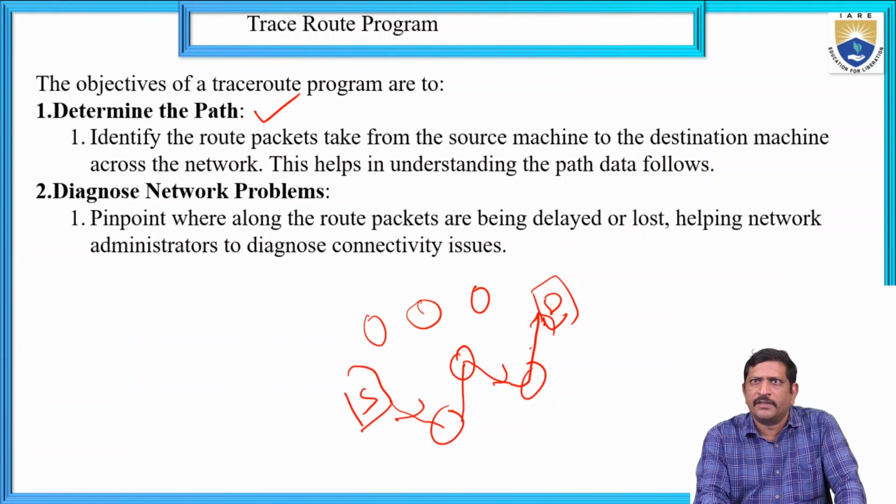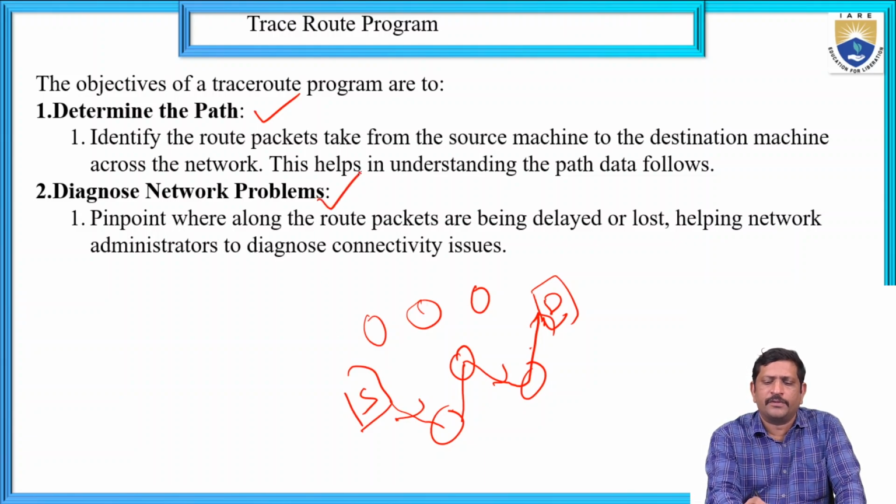So that means path data flow can be understood with this path identification and path determination. Now the user can easily understand how the path data flows from source to destination. And the next objective of the traceroute program is to diagnose network problems.